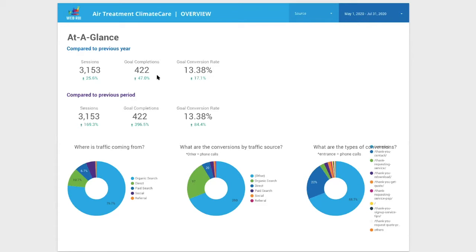And they had in that time period 422 goal completions. So that means that visitors took the desired action, whether it was phoning them or filling out their request form or downloading some information piece, all things that we're able to measure on the website. And that gives us a 13.8% conversion rate. So 13.8% of their traffic converted into the opportunity or the lead that we were trying to capture.